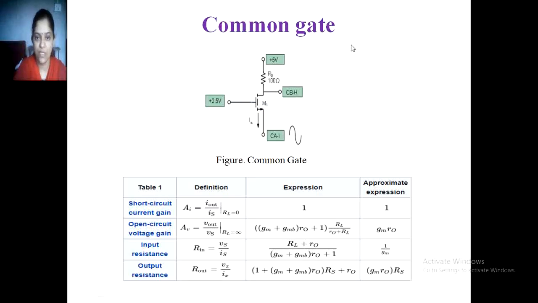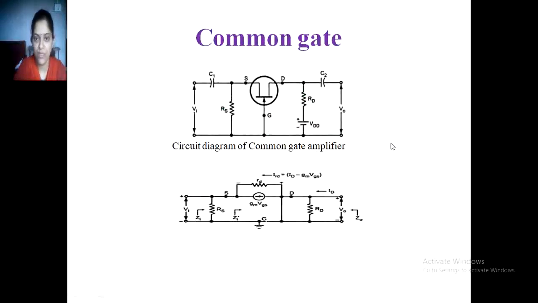So this is the circuitry for the common gate. The gate terminal is common between the input and output. Input is applied to the source and the output is taken from the drain. This is the circuit diagram for the common gate amplifier, and this is the small signal model for the common gate amplifier.